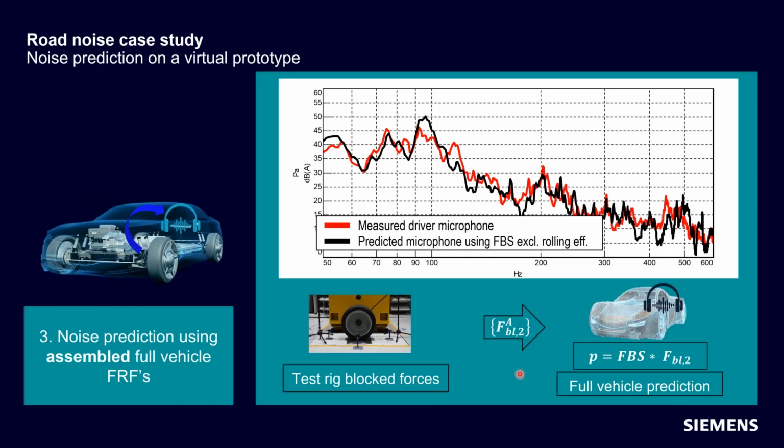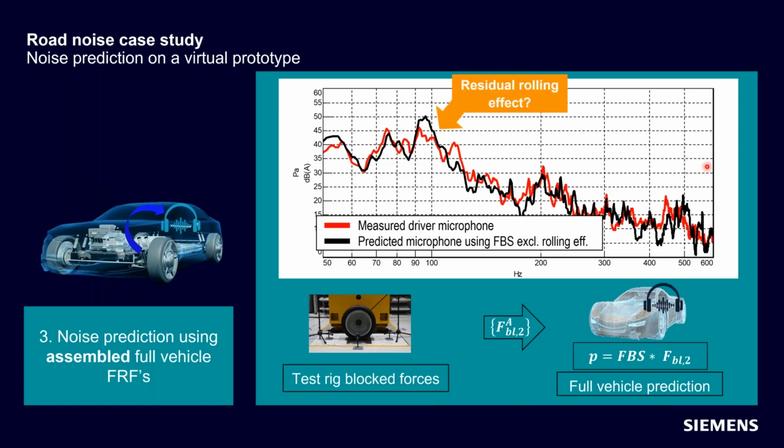This is, I think, the most interesting result from this project. It is in red, the measured cabin noise for a particular driving speed of the vehicle. And then in black, we have the predicted cabin noise using the workflow that I showed on the previous slide. So fully virtually assembling the vehicle, starting from blocked forces and all that impedance data, we can calculate the coupling of the wheel to the body and predict what the microphone response will be. And as you can see, the match is very, very close. So accurate predictions on virtual prototypes for road noise applications are absolutely possible.